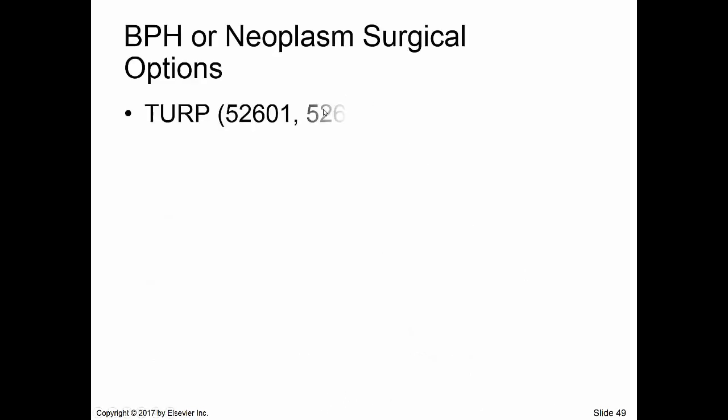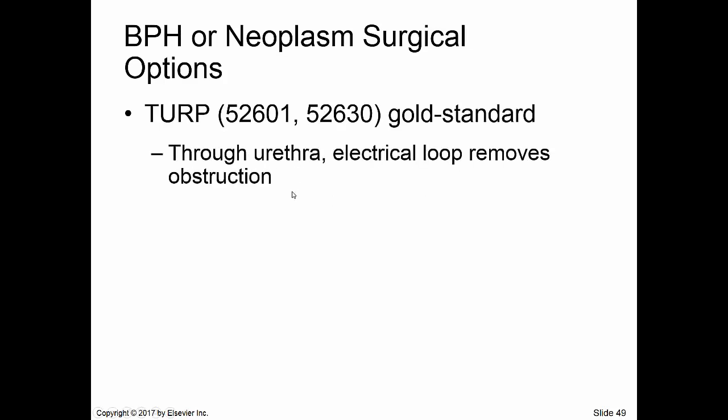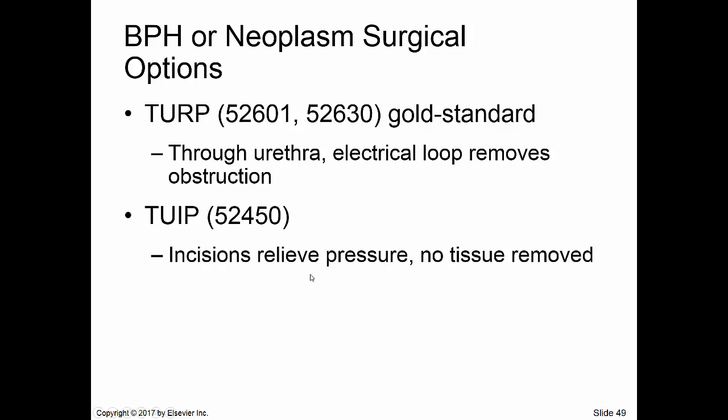Okay, so BPH or neoplasm surgical options, again, it's our alphabet soup. You can go through the urethra. It just depends on which way you're going and what you're doing. If you're relieving the pressure but not removing tissue, you need to read all of that. This is a really complicated chapter.